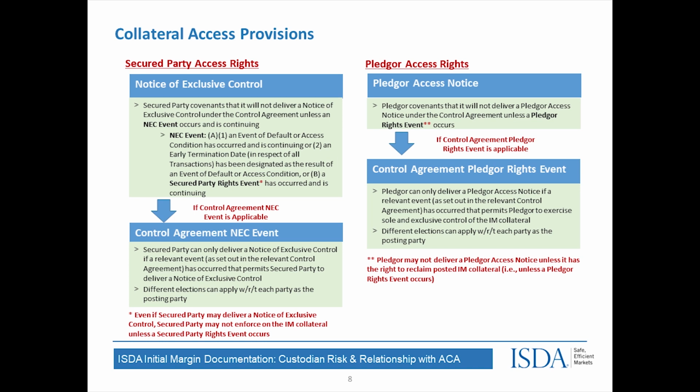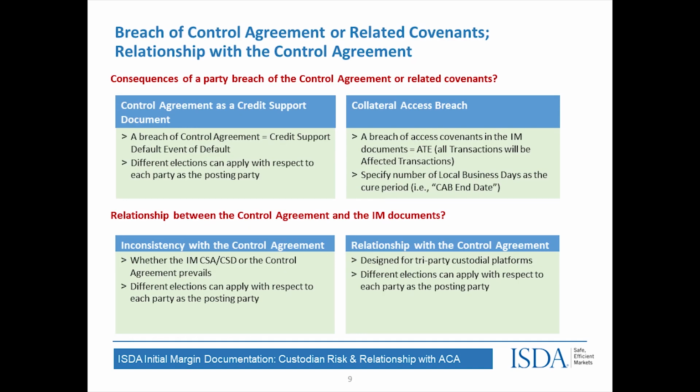One of the other key concerns is, to the extent that you have these agreements in here where the secured party will not access your initial margin, which, as we know, is generally over-collateralization. You're concerned about that over-collateralization being taken when it's not supposed to, and both parties should be, because they're both secured parties. So the question is, how do you prevent that from occurring? Well, there are covenants that you will not deliver a notice of exclusive control until one of these events occurs.